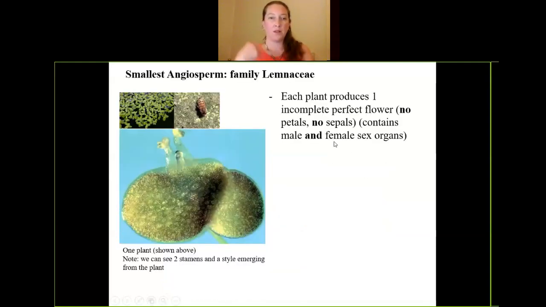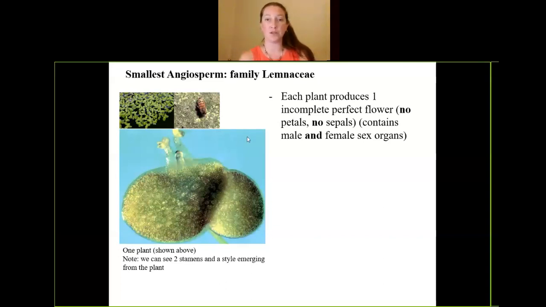Maybe this will make it a little clearer, so this is kind of putting it all together. So this is our Lemnaceae again. This is that smallest angiosperm that we saw on the previous slide. Each Lemnaceae plant produces only one flower, and the flower that it makes is incomplete and perfect. So you can describe a flower using both complete or incomplete, and perfect or imperfect, simultaneously.